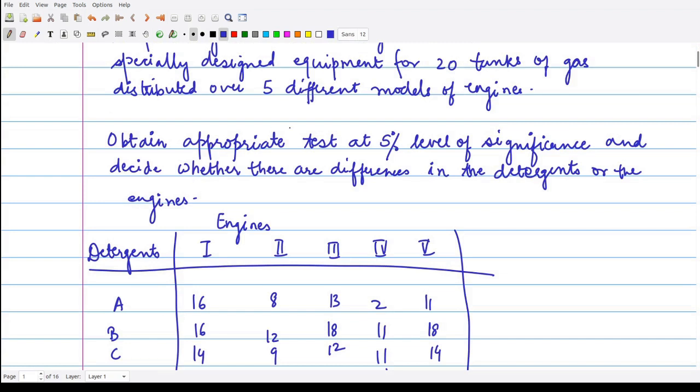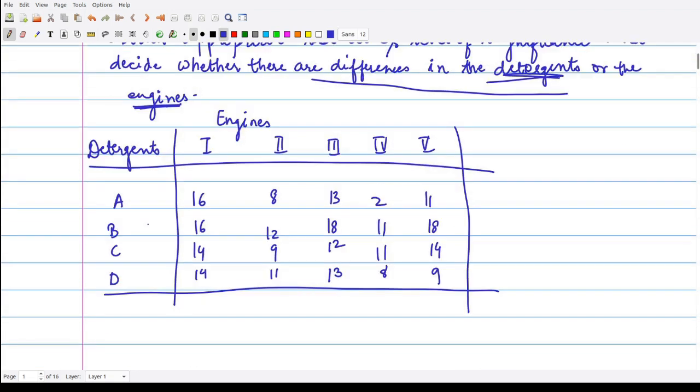So at 5% level of significance, we are to test whether there are any differences in the detergents or the engines. So here you see we are to make 2 decisions, one for detergents and one for engines. So we are using this two-way ANOVA. The process here is similar to that of one-way ANOVA, but the difference is that we have 2 things: one is detergents and another is engines. So let's solve this question.